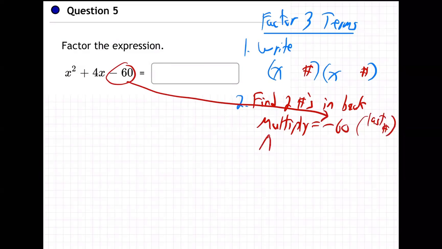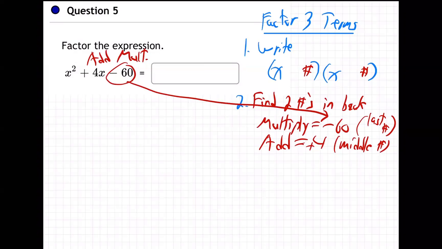And add to equal the +4, the middle number. So remember, it's all about they have to multiply to be the back number, add to be the middle number. Okay, so that's what we're trying to find.